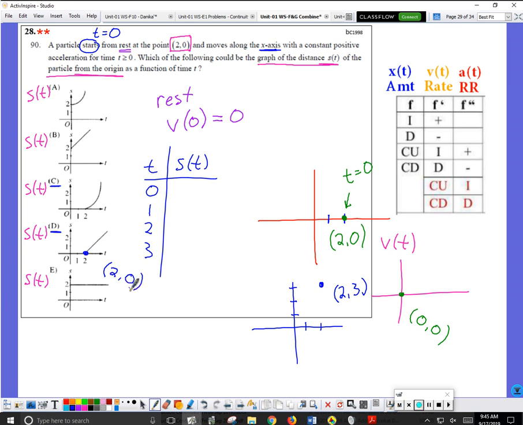But this is a graph of position versus time. So raise your hand if you can tell me, what does the 2 and what does the 0 represent in this graph? What does the 2 and the 0 represent, Katie? The 2 is time, and then the 0 is position. Yeah, because it's a position versus time graph. So this would say at time 2 seconds, the particle is at location 0.